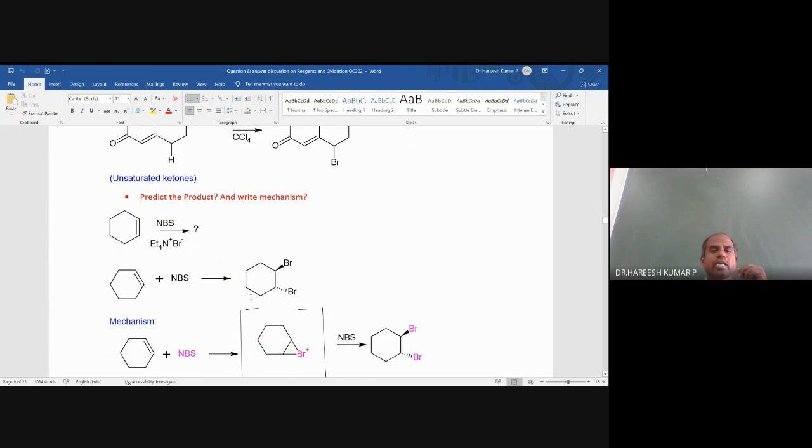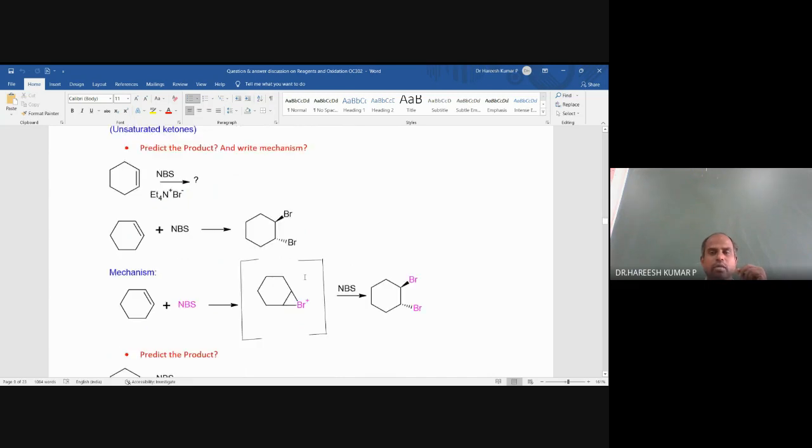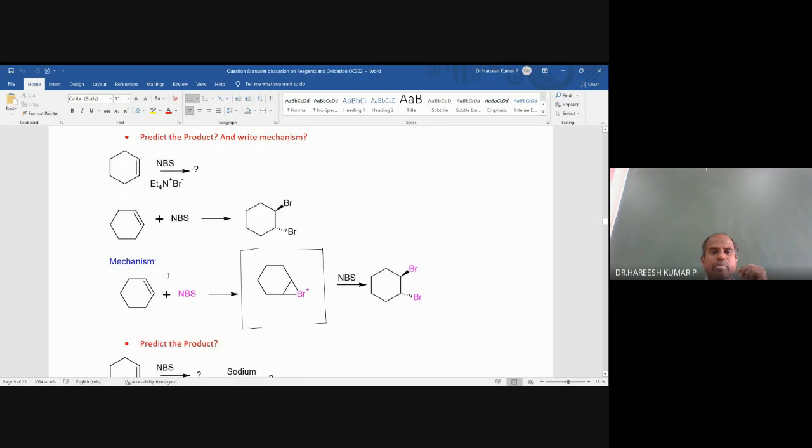So here, addition of bromine, addition reaction takes place. The dibromo compound is obtained. If we are looking into the mechanism, NBS, when it is treated with the double bond, will give you a bromonium intermediate. What does this mean? It means that one of the NBS will act as a Br plus source and the other Br will act as a Br minus source.